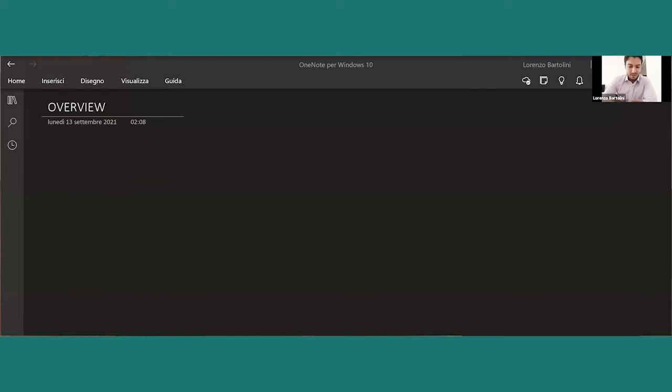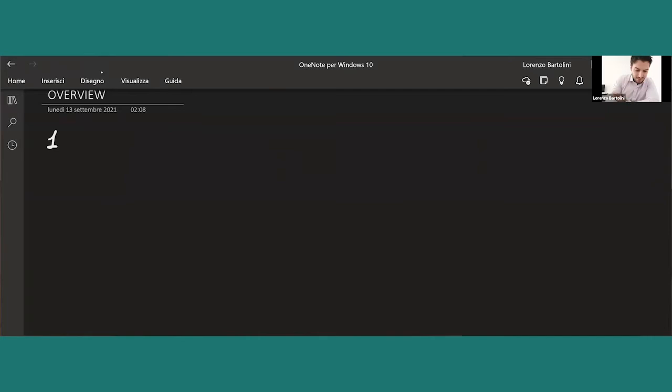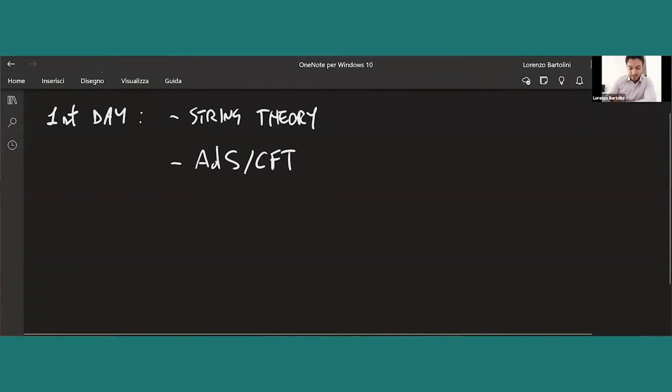So the overview of the lectures will be as follows. On the first day, today, in approximately the first hour, we'll have a review of string theory, which is the natural playground in which holography was born. Then we will have an hour or so of review of the ideas that led to AdS/CFT, the holographic correspondence. This first day will be quite, let's say, sketchy.